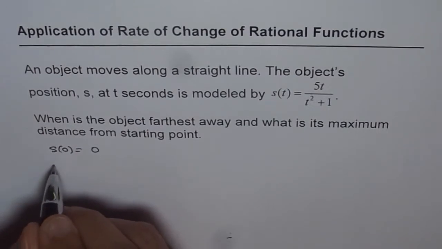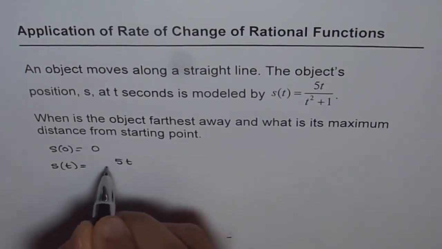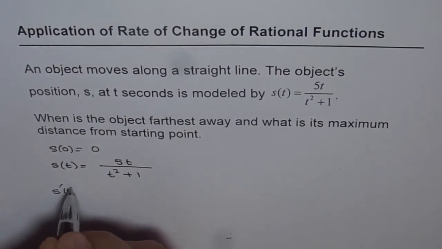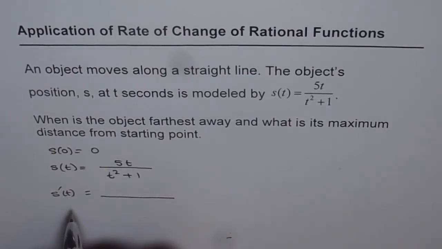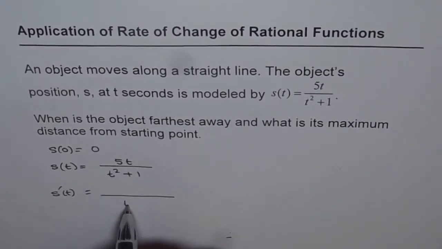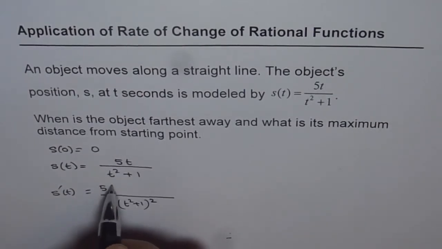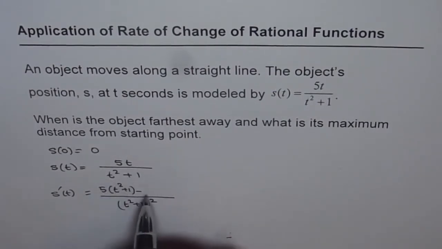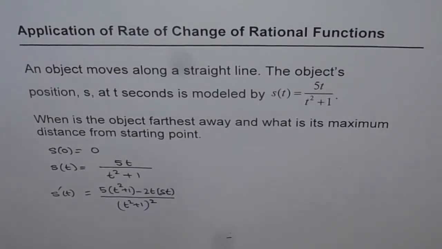So let's find s dash t. We are given s of t equals 5t over t squared plus 1. What is s dash of t? The first derivative. So the derivative of displacement with respect to time, the derivative of this rational function. So we'll use the quotient rule. We get t squared plus 1 whole square in the denominator. Derivative of 5t is 5, so 5 times t squared plus 1, minus the derivative of t squared plus 1, which is 2t, times 5t. So that is the derivative of this function.